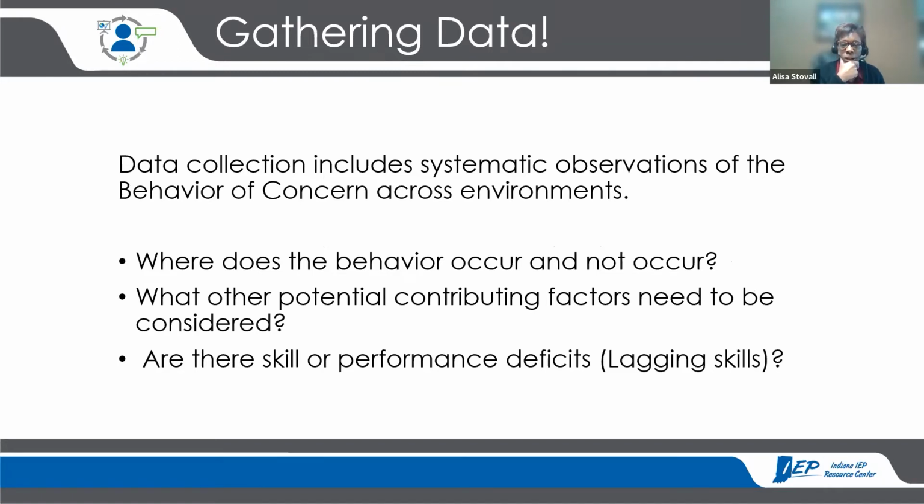So we're going to gather that data, and the questions that we're focusing on as we look at Jeff's behavior would be, where does the behavior occur and not occur? What are the contributing factors that lead to this behavior, potentially? Are there any performance skills or deficits or lagging skills, we sometimes call them, that we need to address for the student? So we're going to take a deep dive and try to find out exactly what is underlying this behavior.